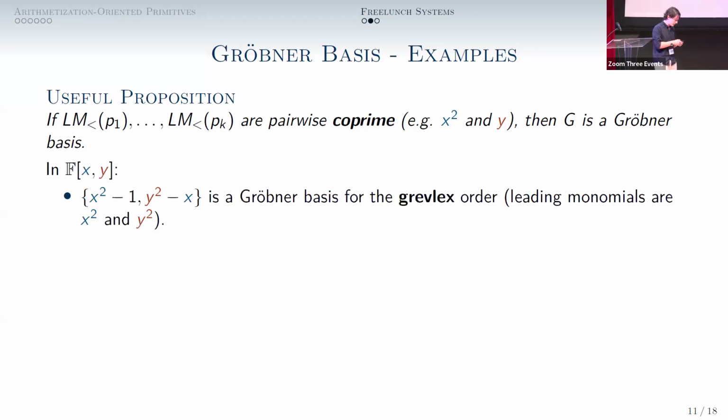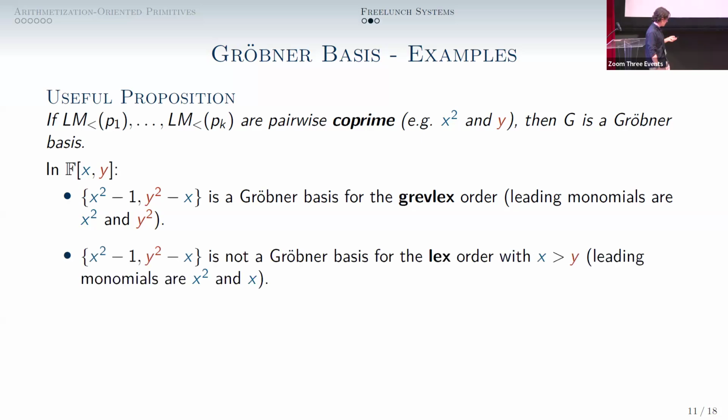So here's a few examples. Consider the system x squared minus 1 and y squared minus x. If you consider a graded lex order, so you first look at the degree of each monomial, then the leading monomials are x squared and y squared. And because they are coprime, this is a Gröbner basis.